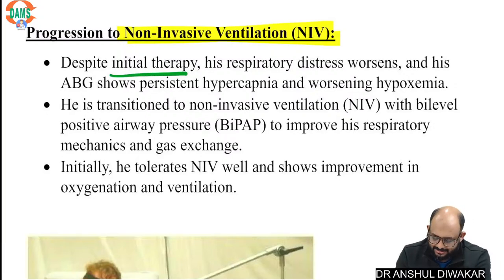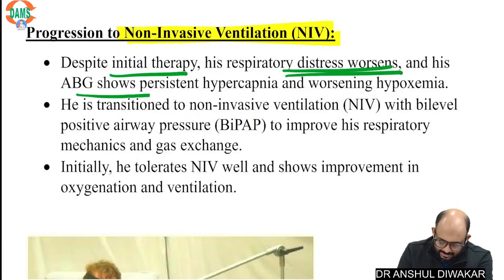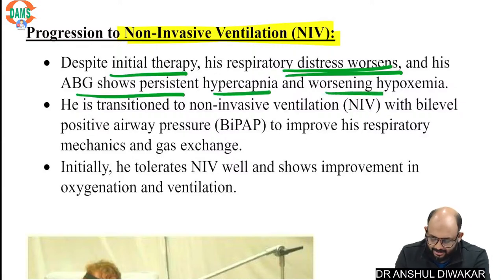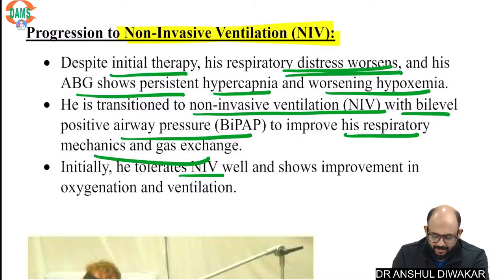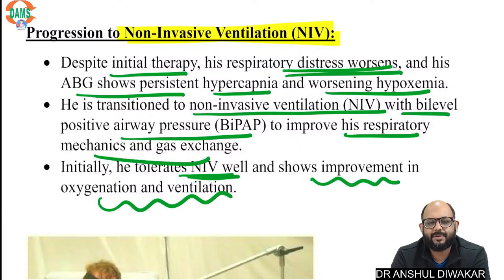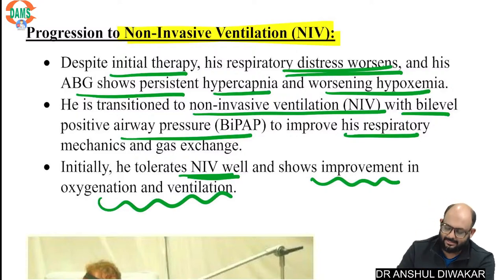Despite initial therapy, his respiratory distress worsens. His ABG shows persistent hypercapnia and worsening hypoxemia. He is transitioned to non-invasive ventilation with BiPAP, which is bi-level positive airway pressure, to improve his respiratory mechanics and gas exchange. Initially, he tolerates NIV well and shows improvement in oxygenation and ventilation. So now we'll discuss NIV. Now NIV looks like this.